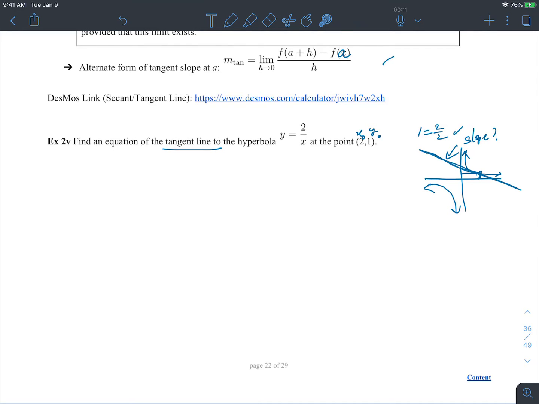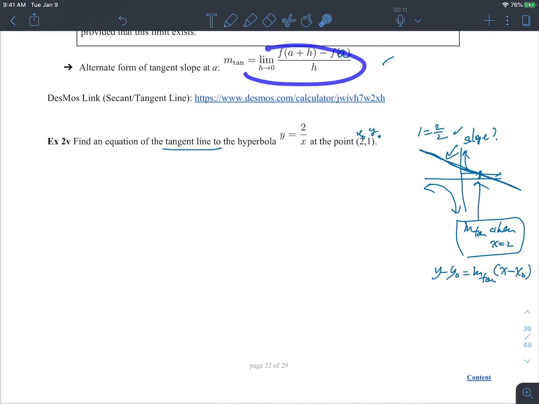But according to this, we want to find the tangent at 2. So we want to find the tangent slope when x is 2. That's what we're looking for, right? So we could use the formula y minus y naught is equal to m tangent, by the way, times x minus x naught. We already have x naught, y naught. We just have to find the m tangent. And voila, here it is.